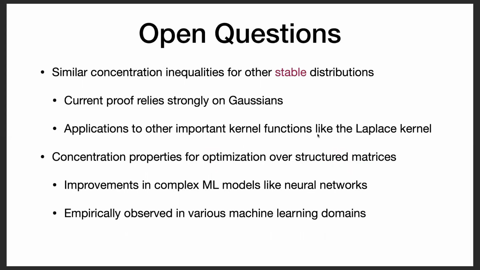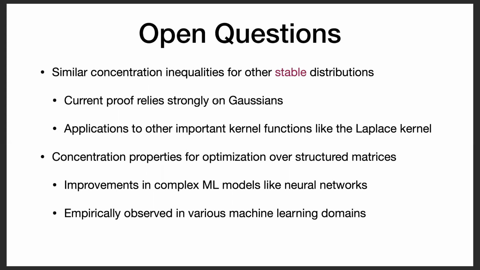And now I'm going to discuss some open questions. The first open question is whether we can show similar concentration inequalities for other stable distributions. We showed our concentration inequality specifically for normal random variables, which is the two stable distribution. But can you establish such an inequality for the one stable distribution, which is the Cauchy distribution, for instance? One drawback is that our current proof relies strongly on the Gaussian assumption. So it's not clear how to incorporate these other more heavy tail distributions into our analysis.